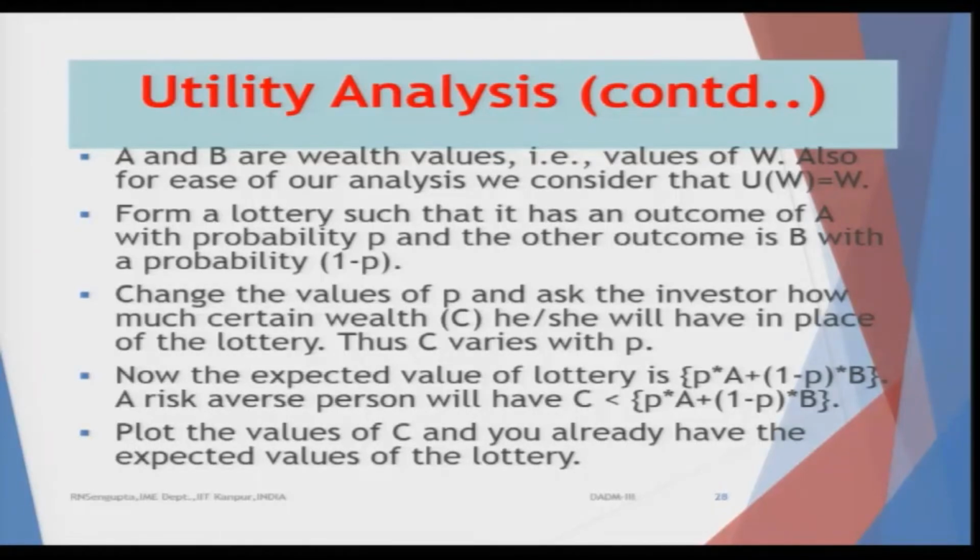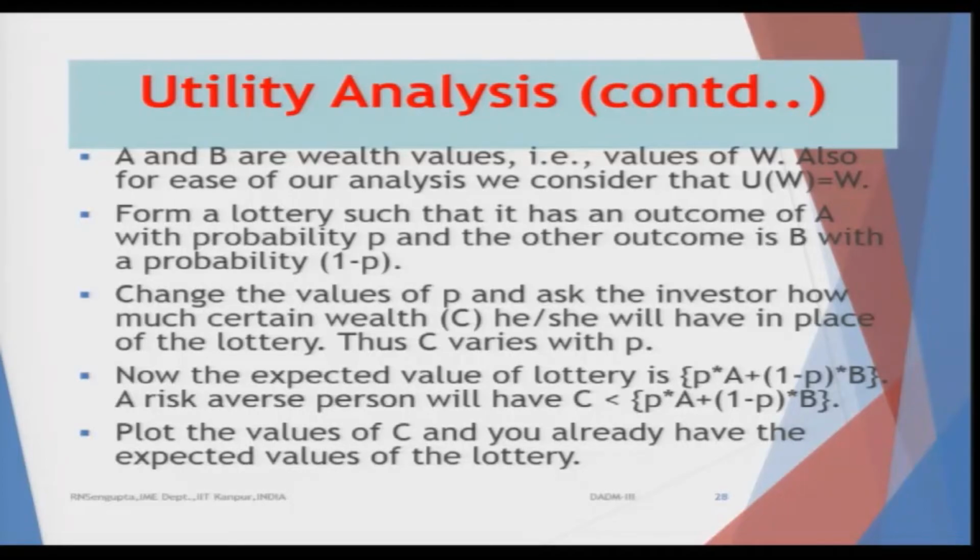So, change the values of P and ask the investor how much certain wealth C he or she will have in place of the lottery. Hence, the value of C will keep changing with the probability value, but here we are not changing the values of P and 1 minus P, we are only changing the values of A and B. Now, the expected value of the lottery is P into A plus 1 minus P into B, which, if P and 1 minus P are half and half, will be (A plus B) by 2.